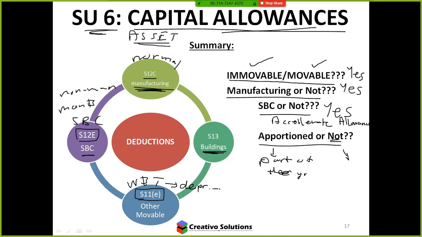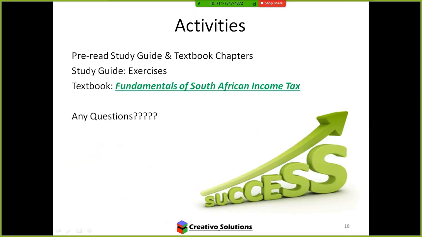When we look at past papers and tests and exams and assignments, we'll do the exact same thing. We'll look at what I am dealing with. Is this an asset? That's the first question. If it's an asset, then I need to ask all these other questions. Is it movable? Is it immovable? Is it manufacturing or isn't it? Is it SBC or isn't it? And then must I apportion or not? That's what I need to do when I look at a question. Happy, Melanie? Yes, I am. Perfect.